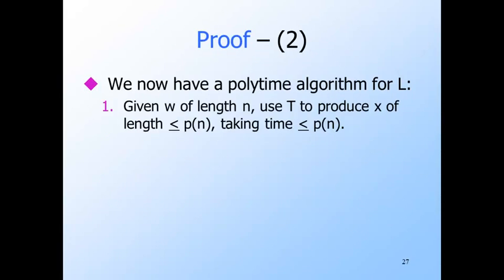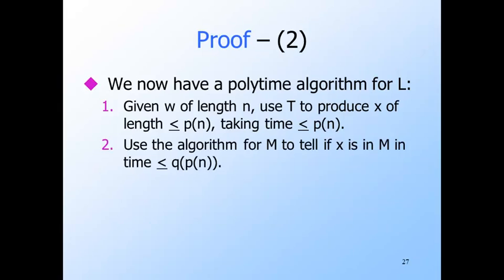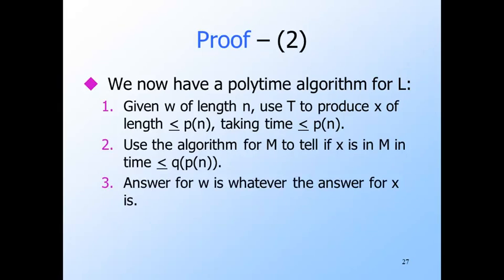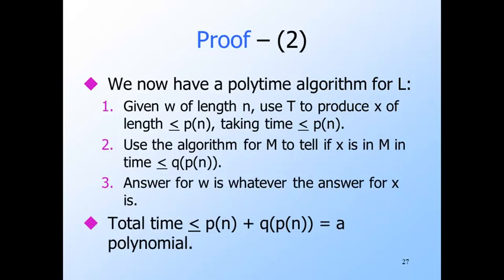We claim there's a polytime algorithm for L. Given an input W of length n for L, apply the transducer T to W. The result is an output X of length at most P of n, and more importantly, T takes time only P of n to produce this output. Apply to X the algorithm to tell whether it is in M. As we observed on the previous slide, this part takes time Q of P of n. Then return as the answer for W whatever the M algorithm says about X. The total time of this algorithm is P of n plus Q of P of n, which is polynomial if P and Q are. It is a correct algorithm because the fact that T is a polytime transducer from L to M says that the answers to input W and output X are the same.